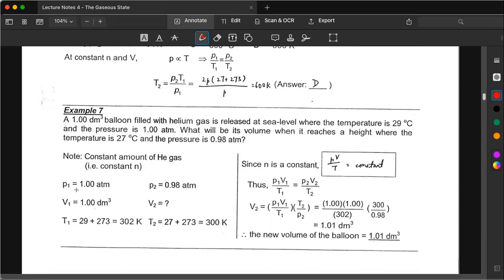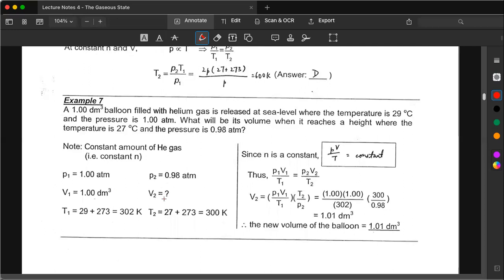Now, the initial pressure is 1 atm and the final pressure at a certain height will be 0.98 atm. The volume of the balloon will be 1, but you should understand that with a decrease in pressure, what will happen to the volume? It should actually increase. With less pressure acting on the balloon, it should expand. And we also convert the temperature to Kelvin so that we can actually use it in the equation correctly.